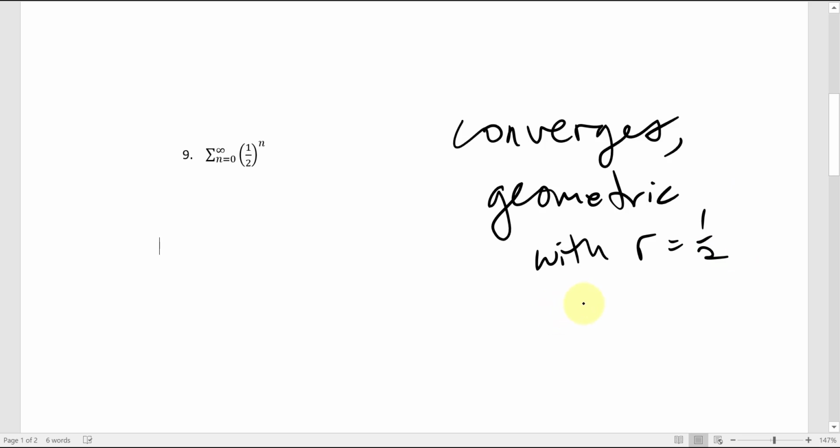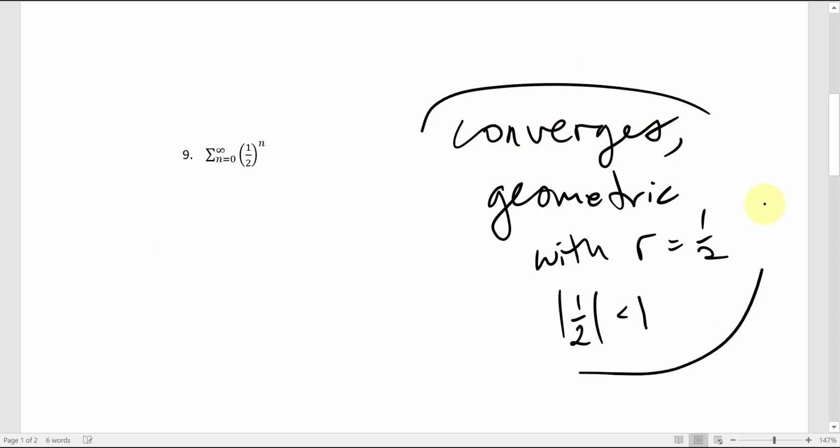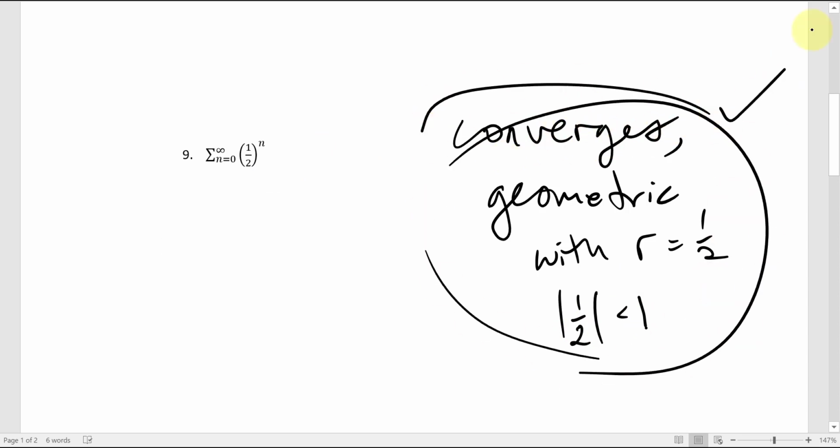As long as the r value is less than 1 in absolute value, then you've got it. So converges, geometric, r equal 1/2. That's the answer. It's done. It's maybe so easy that sometimes it's hard. And the point is, because it's been a while since maybe you looked at geometric series by themselves, those are the easiest ones, or p-series.